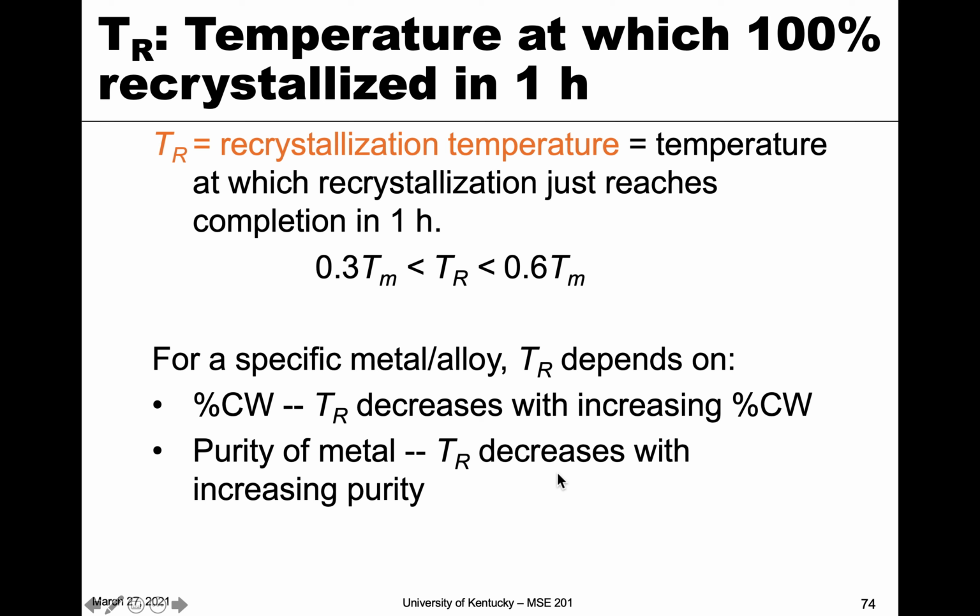If you add more and more impurities, the recrystallization temperature goes up. So basically, TR decreases with increasing purity. That's the way they're phrasing it. But essentially, impurity has a huge effect on the recrystallization. So we can't say that there's specifically one temperature because it varies depending on these factors.